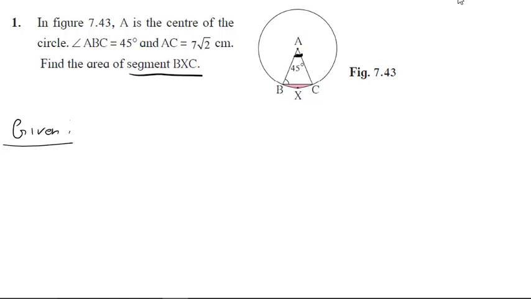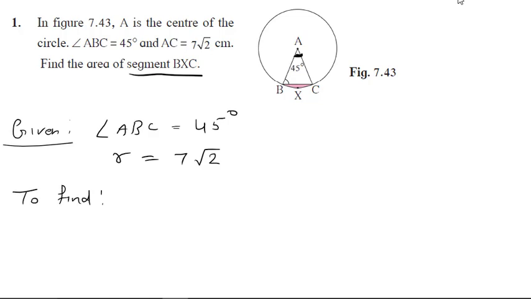so you can see angle ABC is given. Angle ABC is 45 degree and value of AC is given, that means radius is given. Radius is 7 root 2. These two informations are given, and what we have to find? So we have to find area of segment BXC. This is what we have to find. So let us start solution.